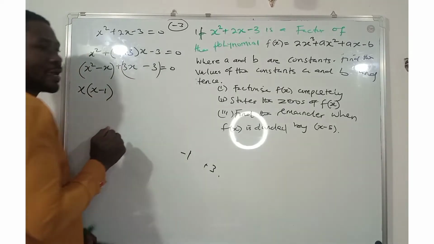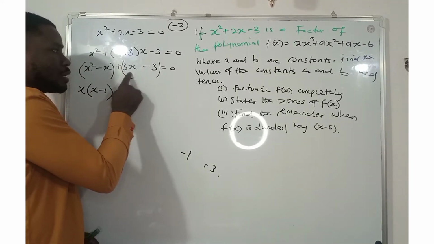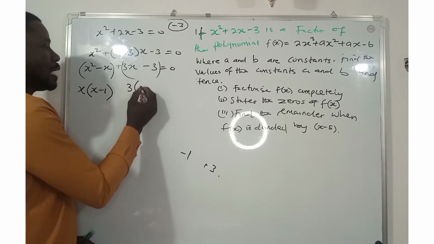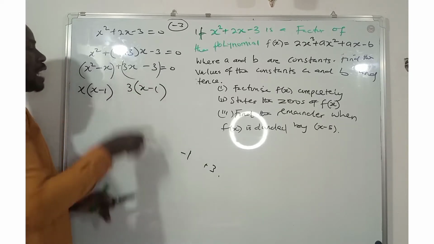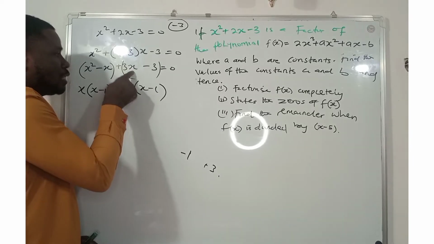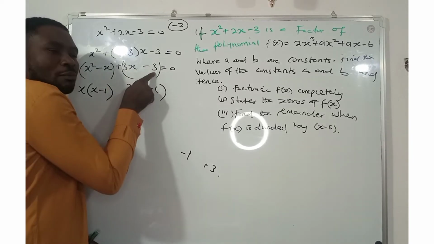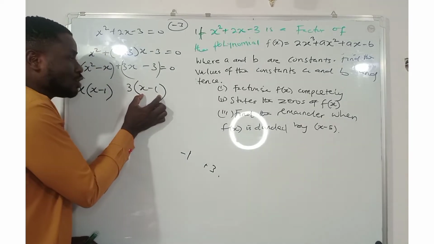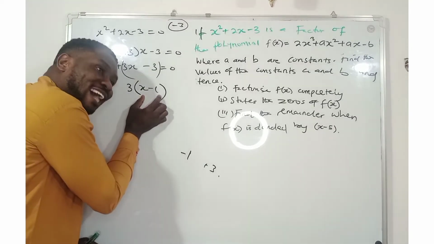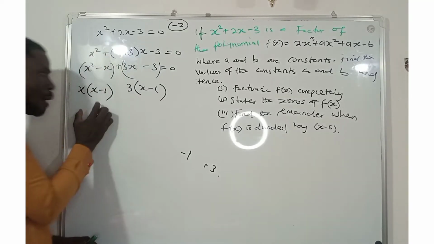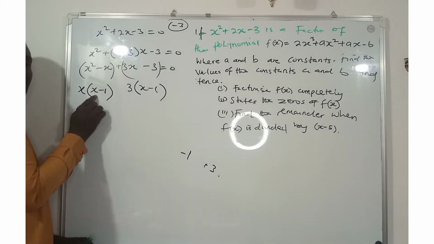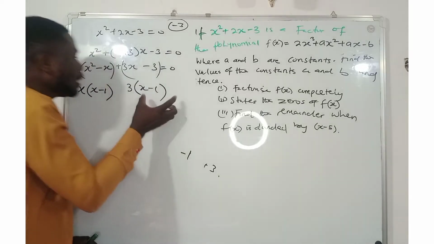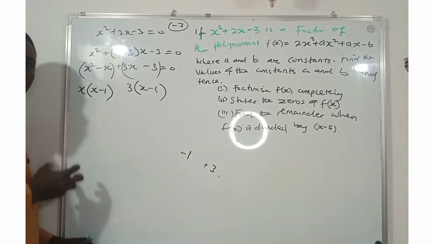I will go for the next bracket. What is here? Common here is 3. There is 3 here, there is 3 here. So I have to place 3 outside and then x minus 1 such that 3 times x will be what? 3x. 3 times minus 1 will be what? Minus 3. Now, having done so, I see that the content of this bracket is x minus 1. I will ask myself, is this other bracket x minus 1 also? Of course, you see it's x minus 1. Because this is x minus 1 and this is x minus 1, it shows that I am absolutely correct.